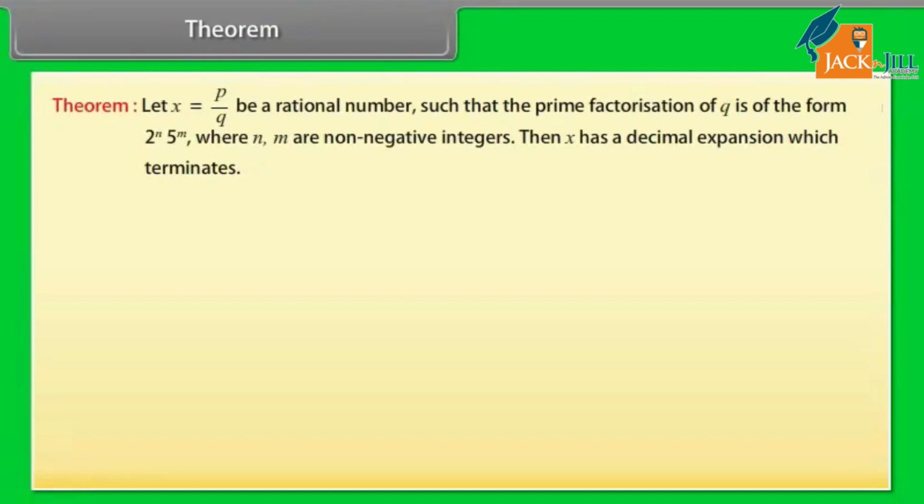Theorem. Let x is equal to p upon q be a rational number such that the prime factorization of q is of the form 2 raised to the power n, 5 raised to the power m, where n, m are non-negative integers. Then x has a decimal expansion which terminates.